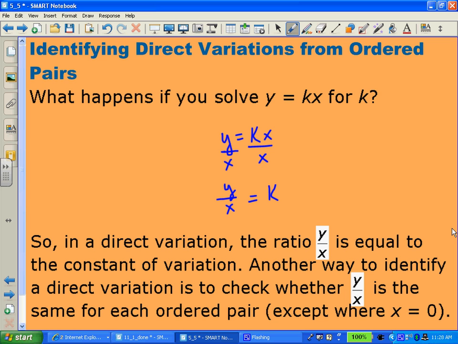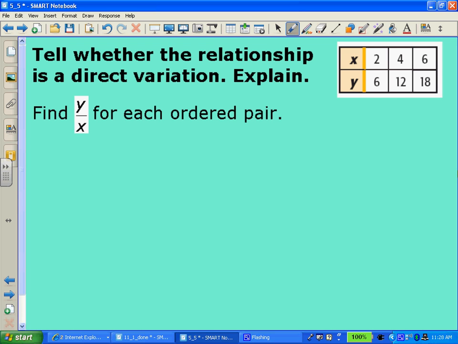So in order to see if something is a direct variation or not, we can check the y to x ratio. If the y to x ratio is the same everywhere for each ordered pair, then it is a direct variation. So here's what that looks like. If I'm given a table and it says tell whether it's a direct variation, what I'm going to do is find the y to x ratio for every pair. So here I'd have 6 over 2, which is 3, 12 over 4, which is 3, and 18 over 6, which is 3.